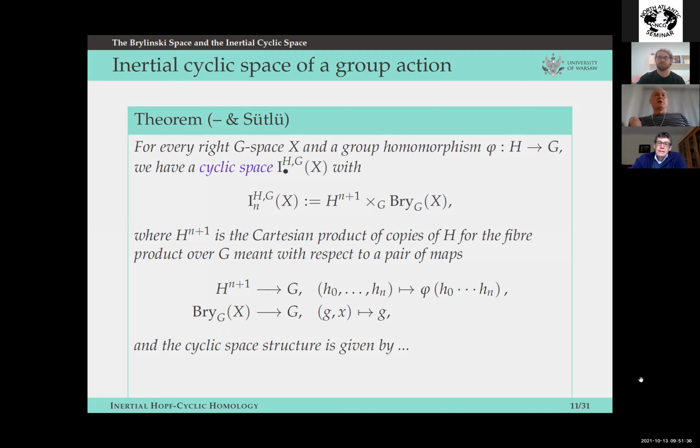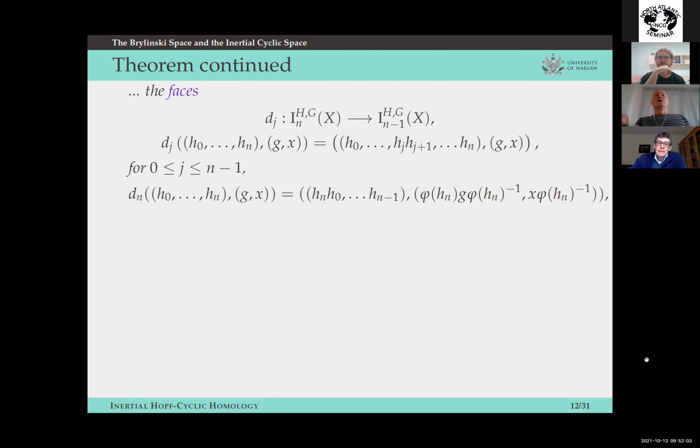Good. So I hope this definition of this fiber product is clear. Okay, so next slide. So the theorem is that this construction can be equipped with the structure of a cyclic space by appropriate operators. Can you show them on the next slide? Yes. So the faces are defined as these. Now we can see your writing. Perfect.